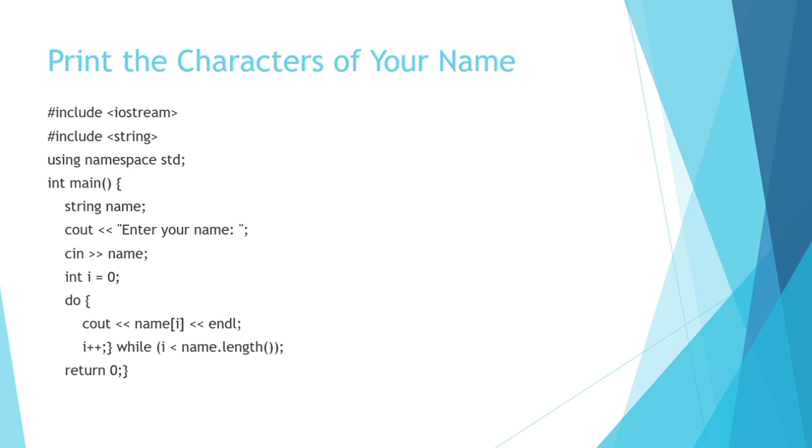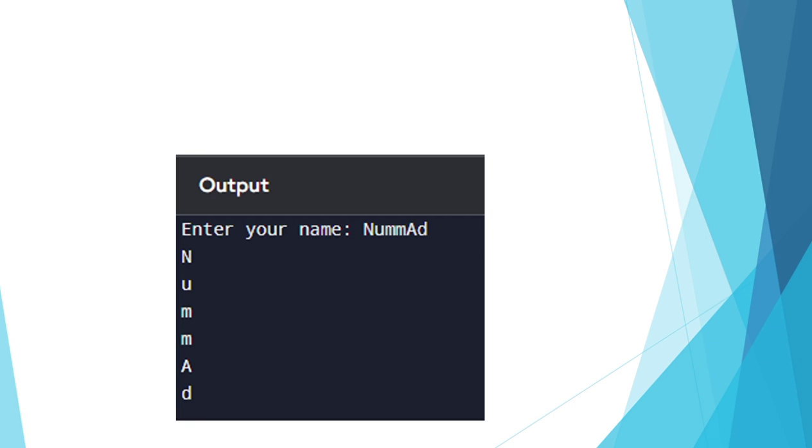Example. If the user entered Numad, the program will print: first iteration, name at index 0, character N. Second iteration, name at index 1, character u. Third iteration, name at index 2, character m. Fourth iteration, name at index 3, character a. Fifth iteration, name at index 4, character d. After successful execution, output will look like this.